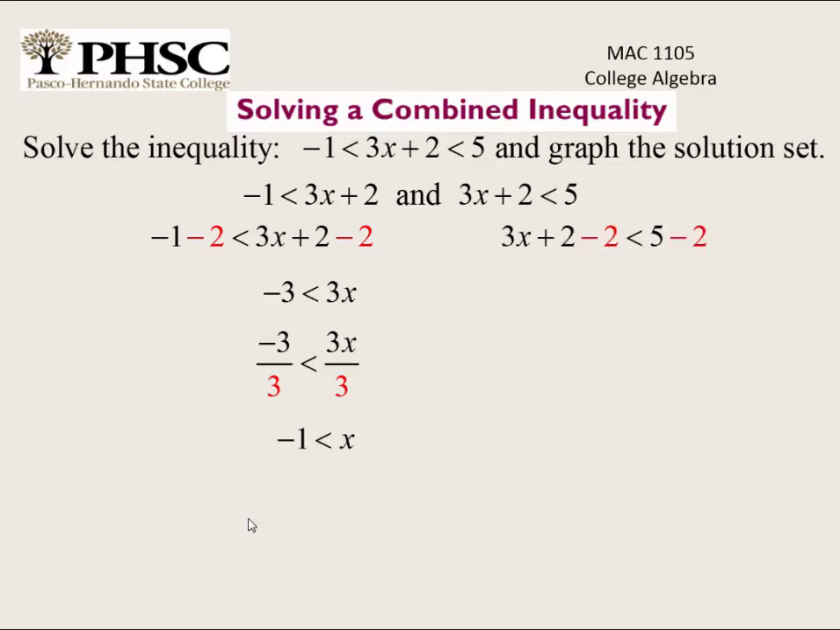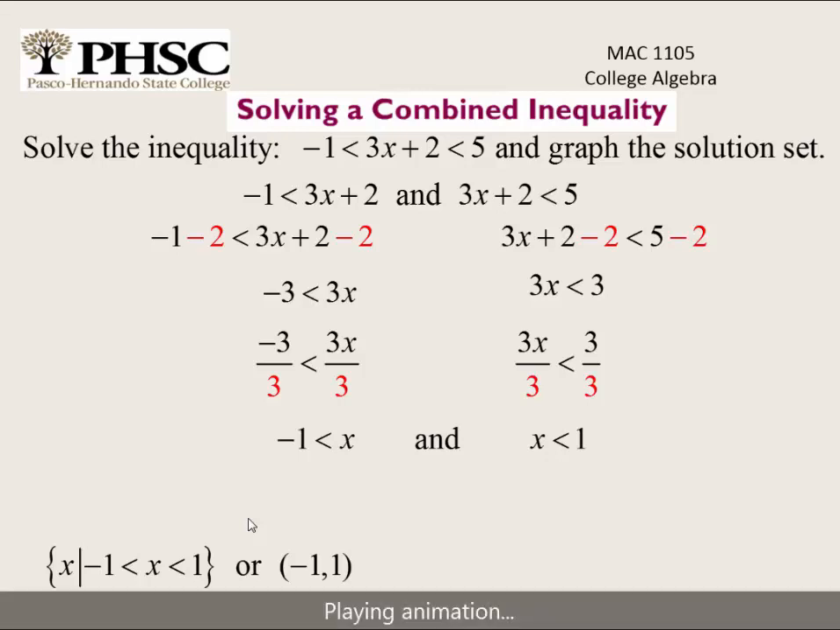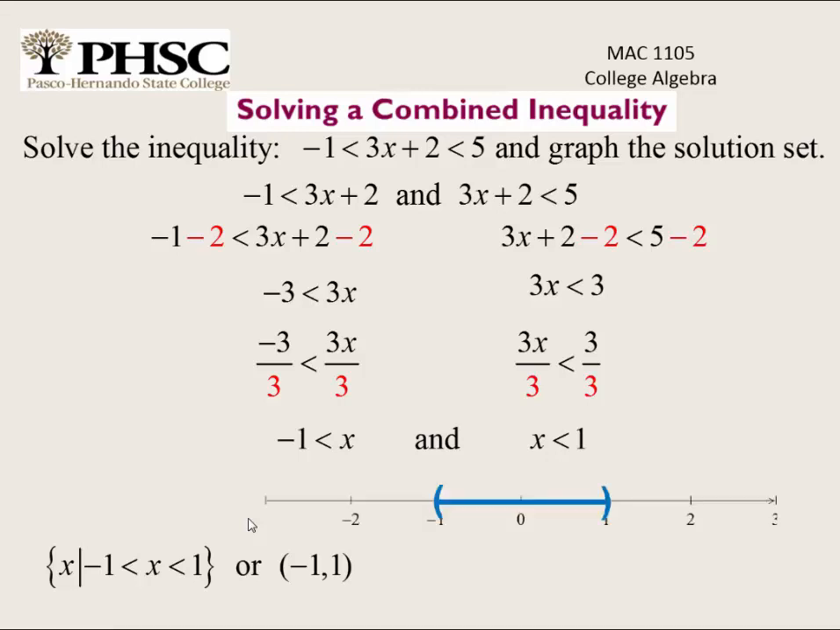Now we have the second side. Again, we subtract 2 from both sides, and then we divide both sides by 3, and we end up with x is less than 1. So our solution set would be all x such that negative 1 is less than x is less than 1, or negative 1 to 1. We know we're going to have parentheses on both sides of negative 1 and 1, and that's how we write the solution set.